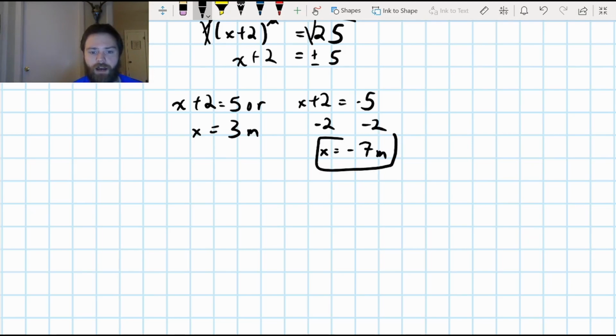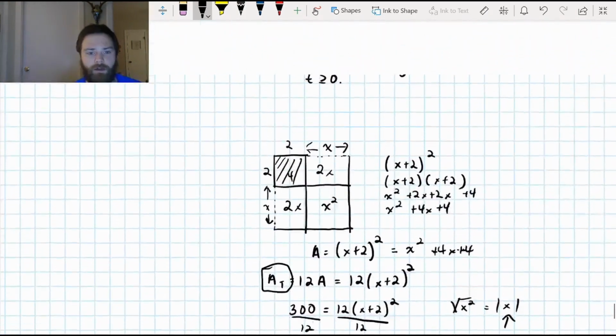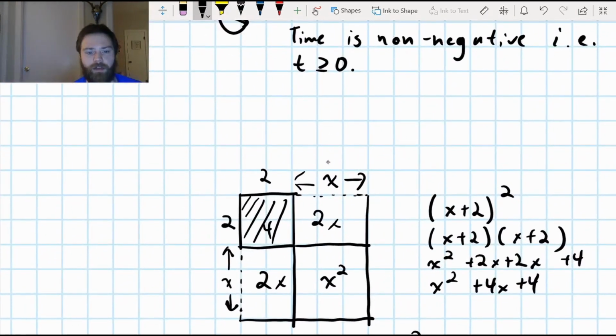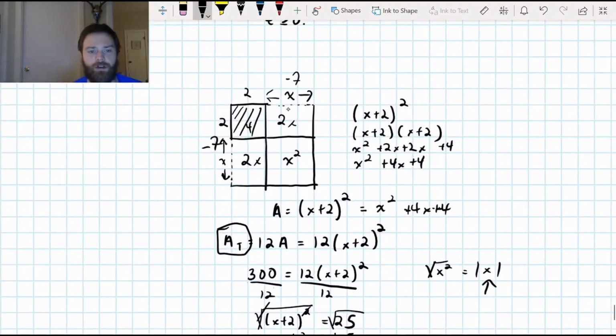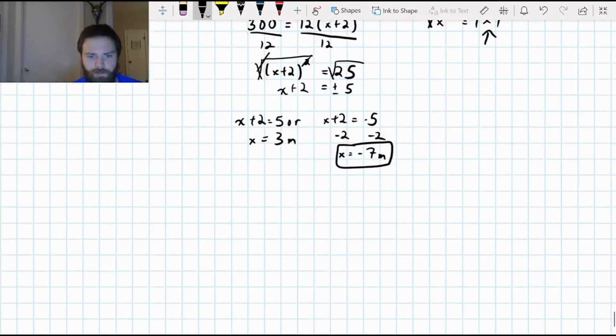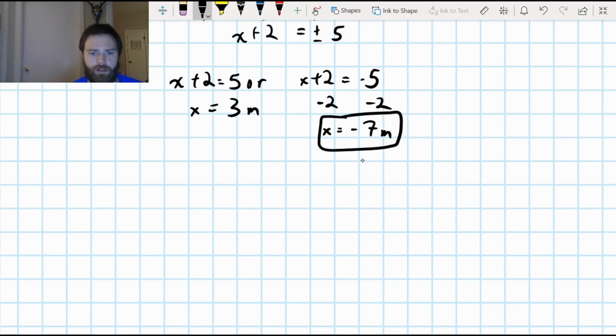Well, I can't have a negative 7 side length of a rectangle, right? If I put negative 7 into this problem, the area would come out to be positive 25, but I've got negative side lengths. It's like owing somebody a side length of garden. So that does not work. It's called an extraneous solution like we mentioned earlier. So this does not make sense in our problem.